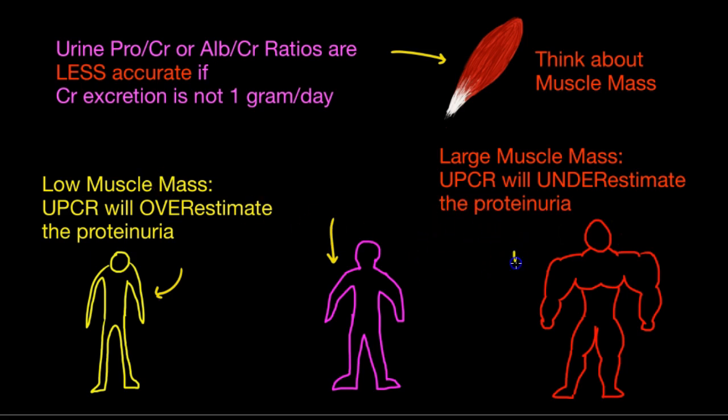The opposite is also true. What about this patient, this bodybuilder type person who has large amounts of muscle mass? In this situation, the urine protein creatinine ratio will underestimate the actual amount of proteinuria. Doing the spot measurement would underestimate it because our denominator is now larger than what we are assuming with the general population. So in this situation, I want you to just think about the muscle mass of your patient. And when you're interpreting the spot ratios, you can always fudge it up and down in your head. But remember, if you actually want to truly know, that's when you would want to get a 24-hour urine collection for quantification of protein or albumin.